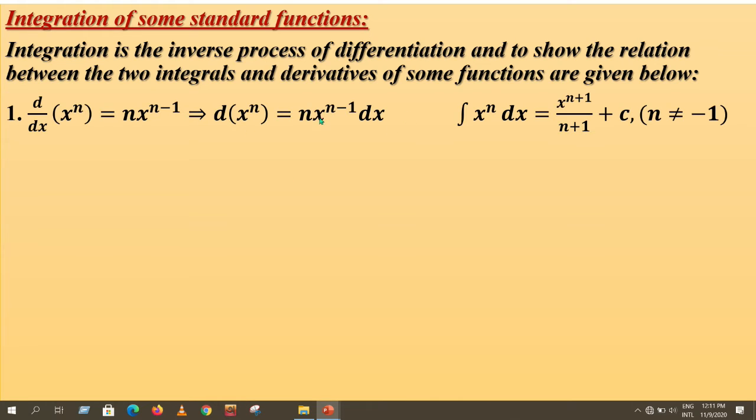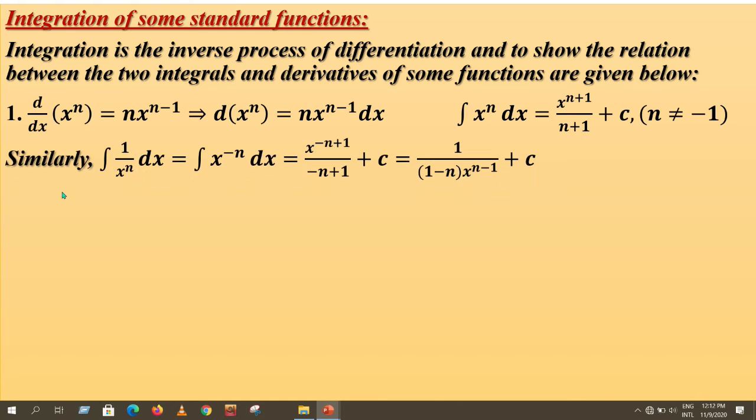By applying this, the integration of this will be x to the power n. How? n into x to the power n minus 1 plus 1, and the denominator will be n minus 1 plus 1. The minus 1 plus 1 cancels, so only n remains in the denominator, and the power of x becomes n minus 1 plus 1, which means 1 cancels, giving x to the power n. This n and the denominator n cancel, so the result is x to the power n. Clear?